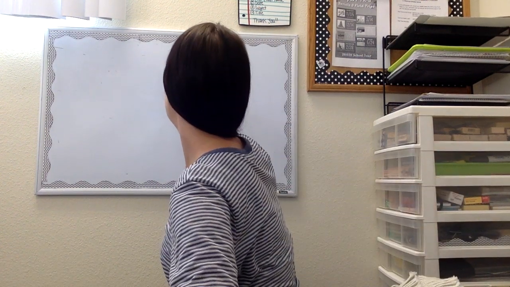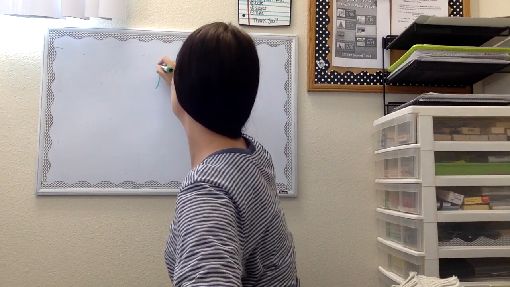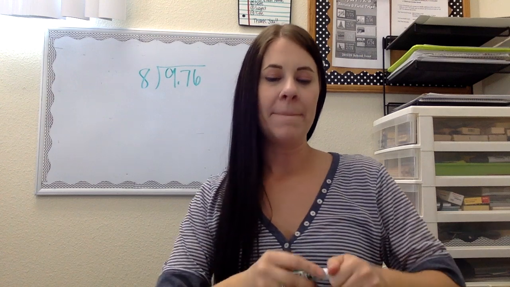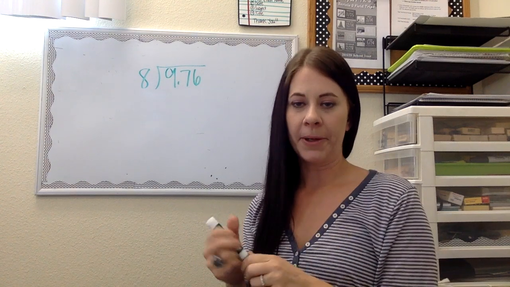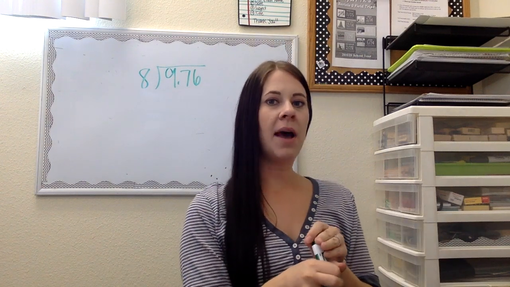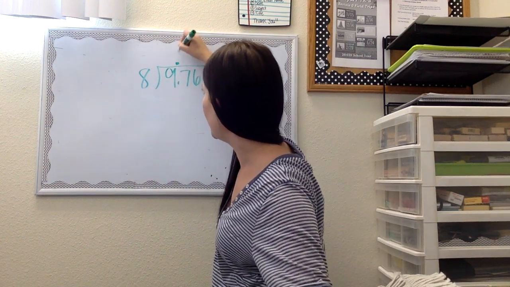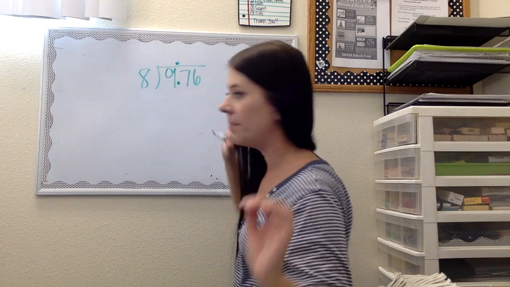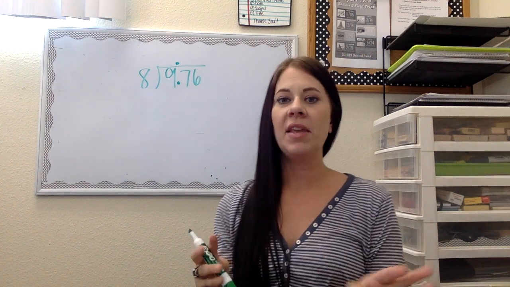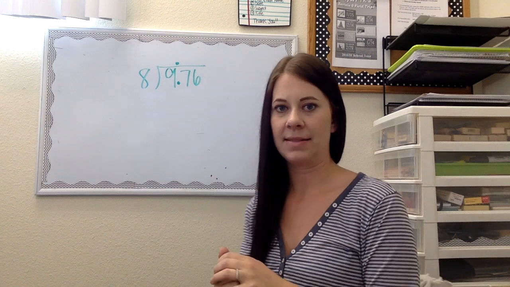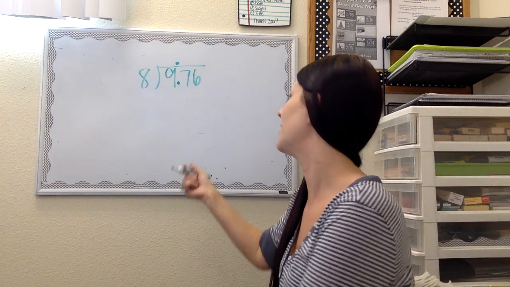So let's start: 9.76 divided by 8. Now, for a problem like this, because the 8 is a whole number, the only thing you have to do with that decimal is put it in your answer right above the decimal in the problem. Once you do that, there's nothing else that's going to change in this whole problem. Everything else is the same way we've been practicing. Okay, so let's do the rest of this.